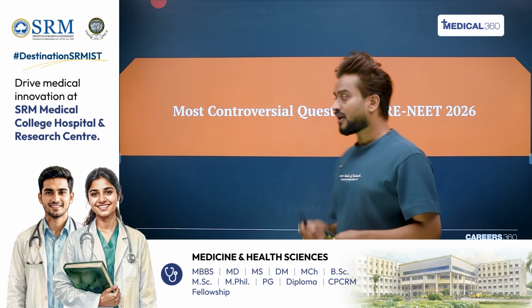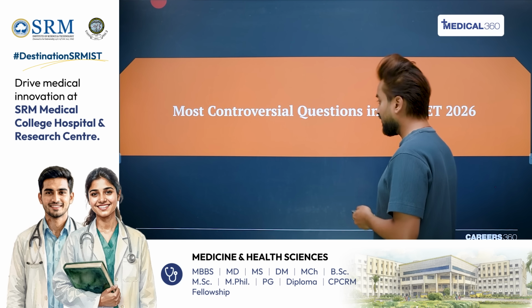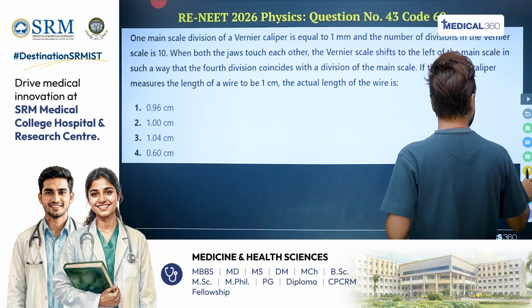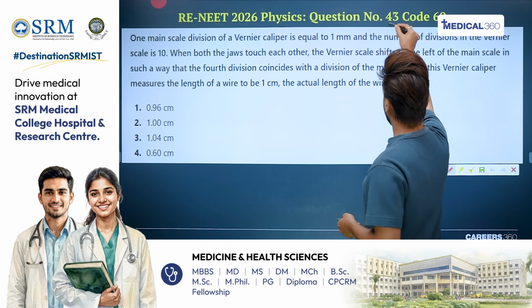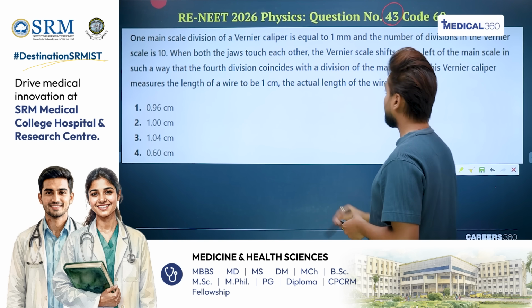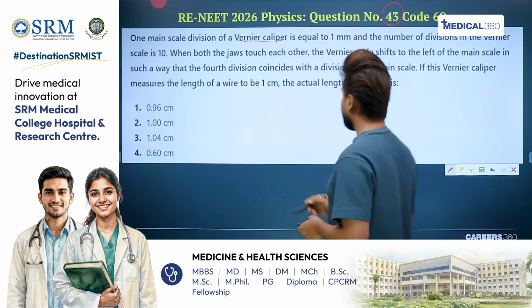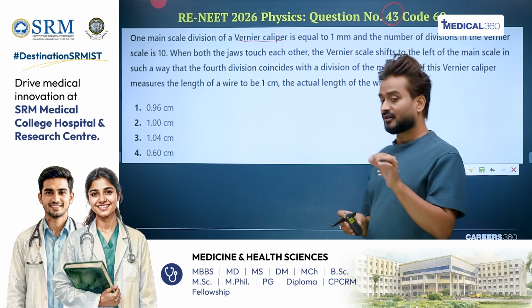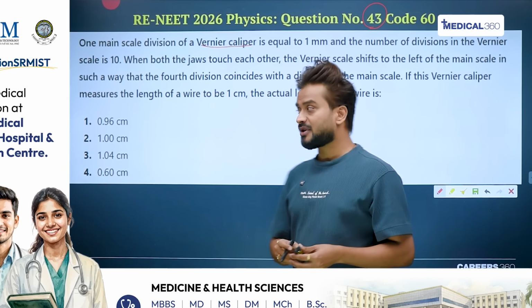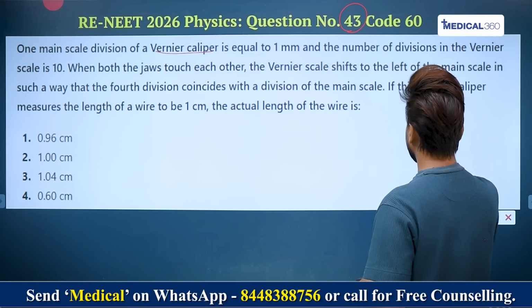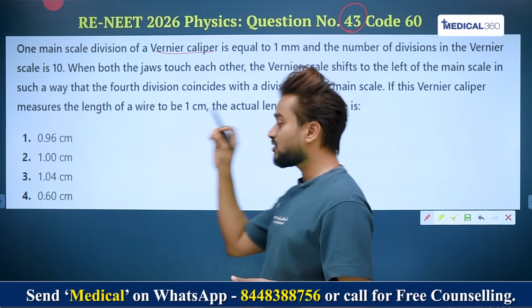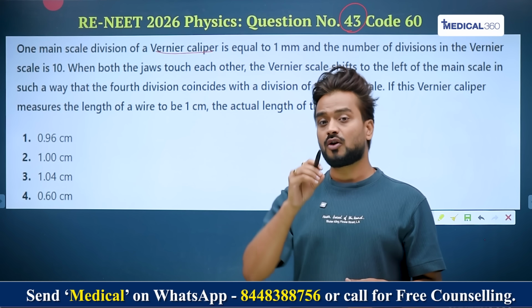In this video, we'll be talking about the code 60 question of physics first. This is question number 43 from code 60 and it is based upon Vernier caliper. Basically, it is based upon measurement error. That is the first chapter, unit dimension error, where we learn about how we take the measurements and how we calculate the actual lengths or the actual measurements along with the error.